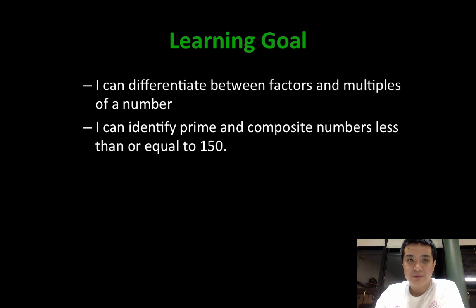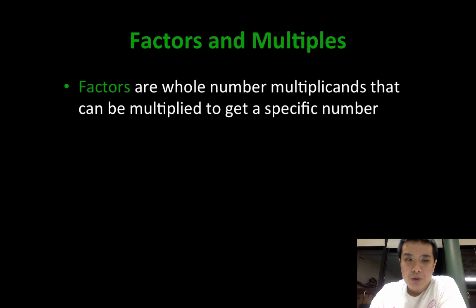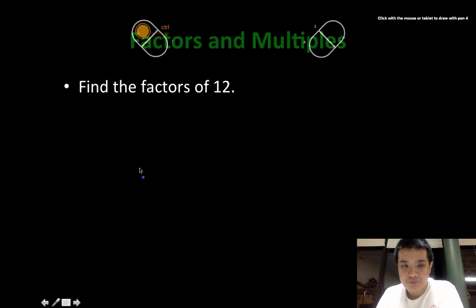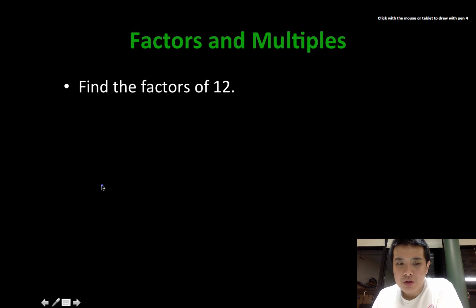So let's get started. Factors are whole number multiplicands that can be multiplied to get a specific number. So we're going to try to find the factors of 12. So we need to find the whole numbers that can be multiplied in order to get 12. In order to do this, we need to know what the math facts are for 12. And oftentimes we use something called a factor rainbow to help us.